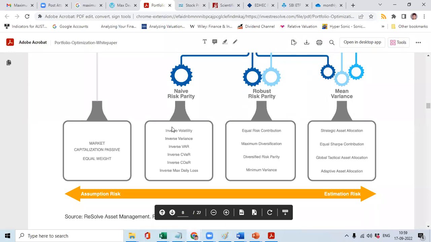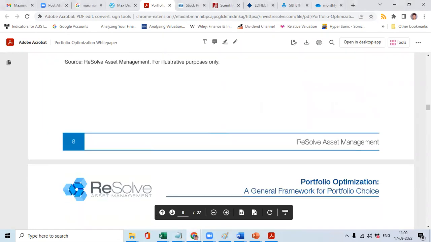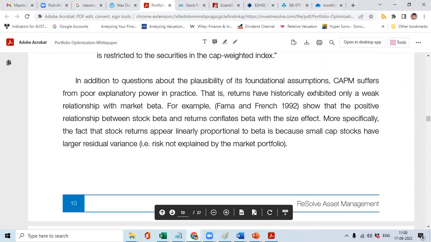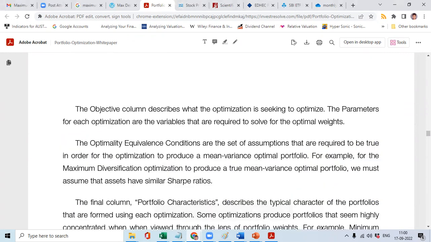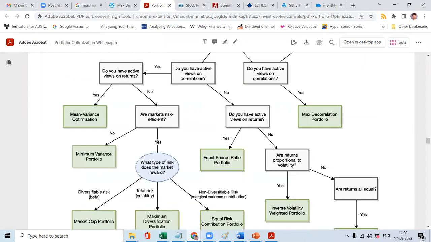All right, so this is the way you can construct those portfolios. Now going back to our stuff. This is the decision making diagram. It's not like this is the end of the world or this is the right one, but some guidance.